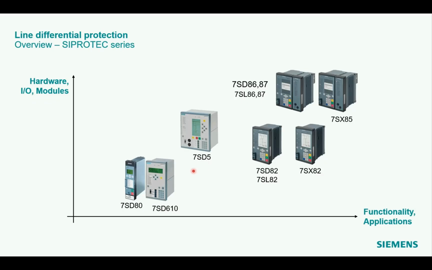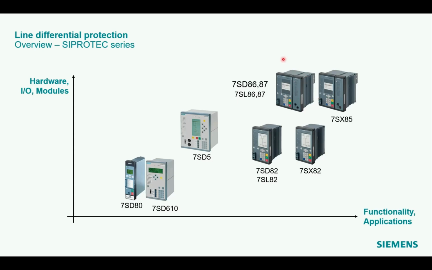The discontinuation of Z-Protect 7SD610 and 7SD5 was recently announced. Therefore, these devices are not recommended for new applications. For new applications, I recommend using the CProtect 5 series here. Starting with the non-modular device 7SD82 without and the 7SL82 with a distance protection. The 7SX82 is a universal protection device which provides even more functions.